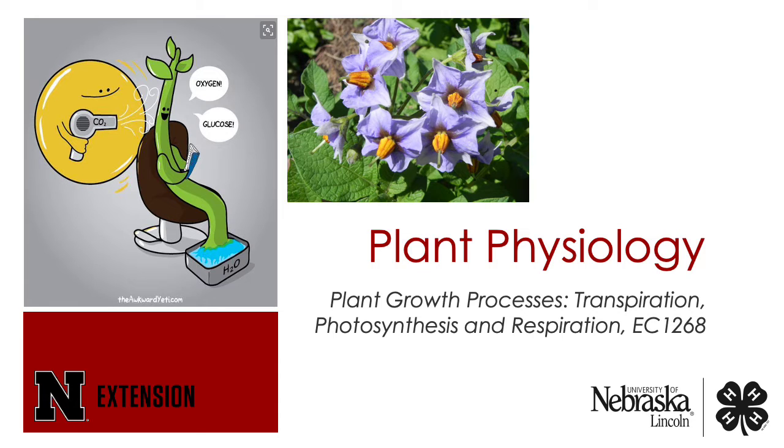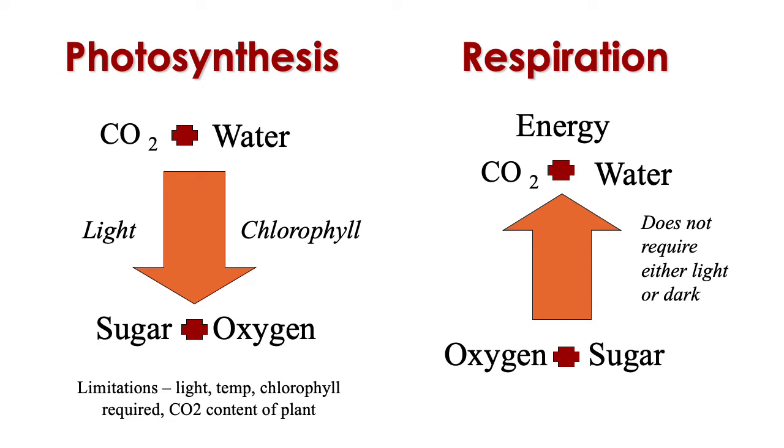Let's start off first by looking a little bit more into plant physiology. And you had an extension circular entitled Plant Growth Processes, Transpiration, Photosynthesis, and Respiration that you can refer to for more information on this topic. Let's go a little bit more in depth into photosynthesis and respiration, specifically how these two important chemical processes happen and how they affect plant growth in landscapes.